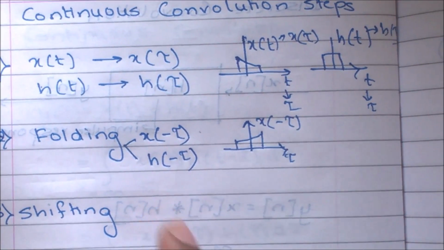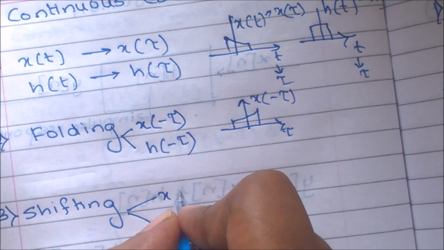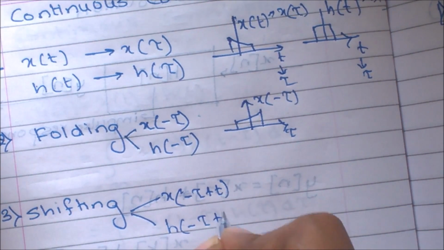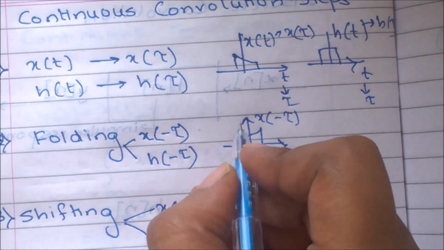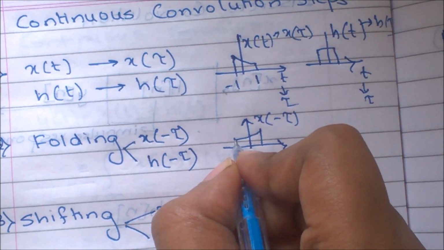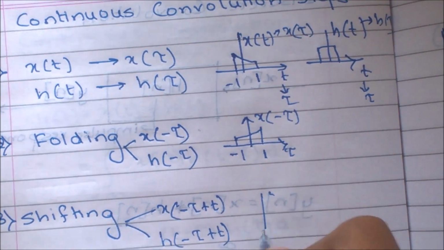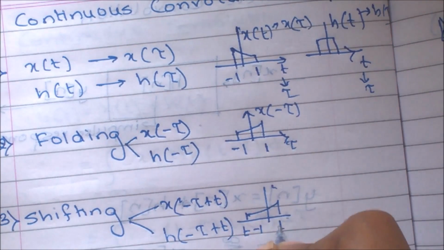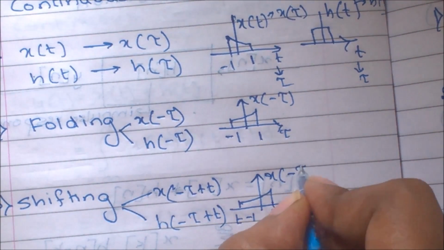The third operation is shifting. In shifting, we'll be shifting whichever folded signal we have used by t. So it will be x of minus tau plus t or h of minus tau plus t. Suppose we consider these limits as -1 and +1. Now we have reversed it, so the smaller level becomes -1 and this becomes +1. And when we shift this signal by t, the signal will be something like this: t -1 and t +1. So the limits just change by adding t. So this will be x of minus tau plus t.